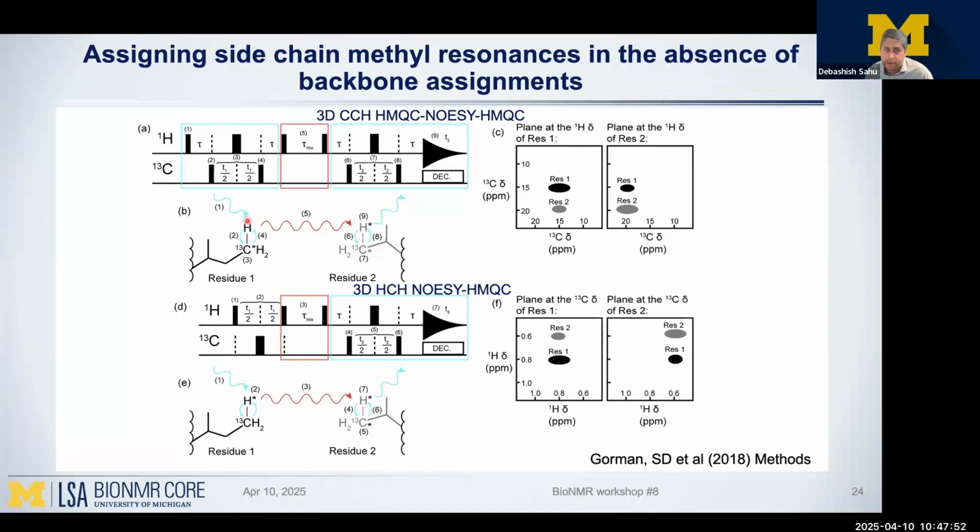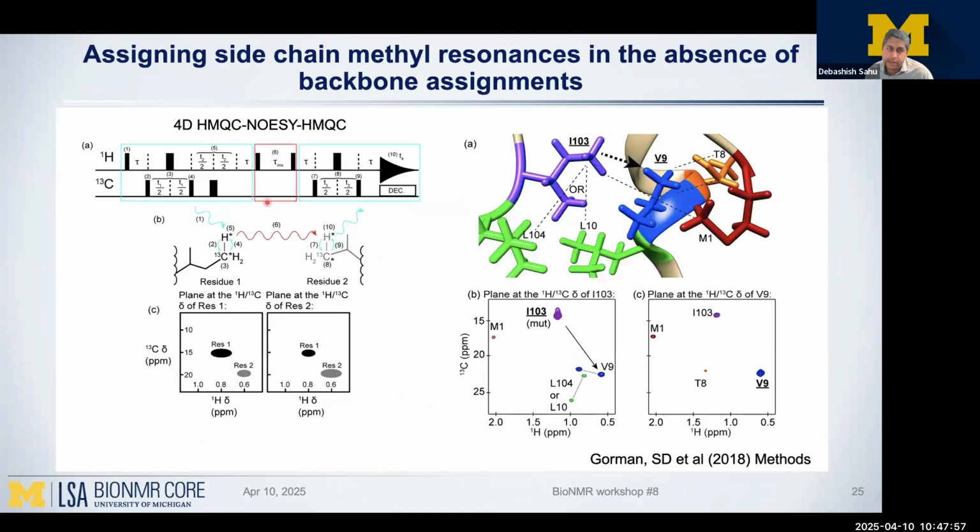So here you are just labeling either carbon or proton, so you can combine that. Basically, this is a combination of that. We call this HMQC-NOESY HMQC. This was again developed, I think, in Bax's lab. Again, all those references are in this review paper, wherein you can do the whole assignment in one shot.